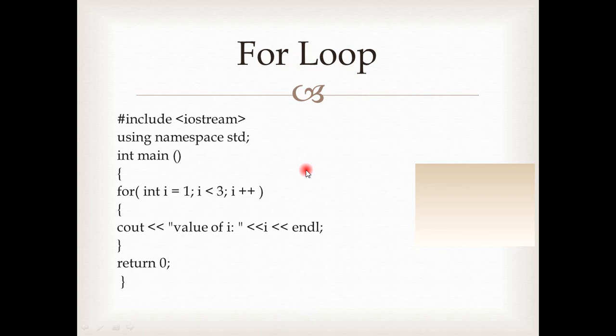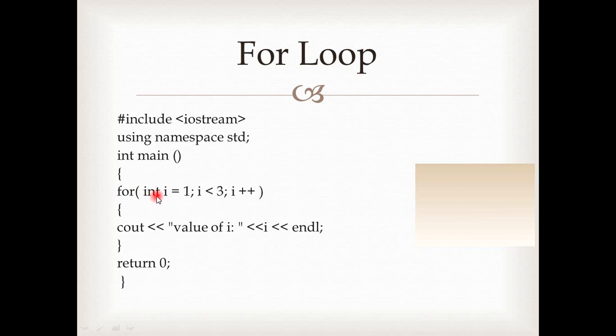We'll see some examples of for loop. As all of us know, you have to start with hash include iostream. IO stands for input, output. Now you have using namespace std. You have your main program. Your compiler comes to this part first. Now inside that you have a for loop.